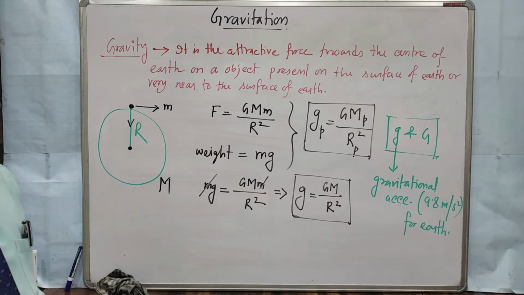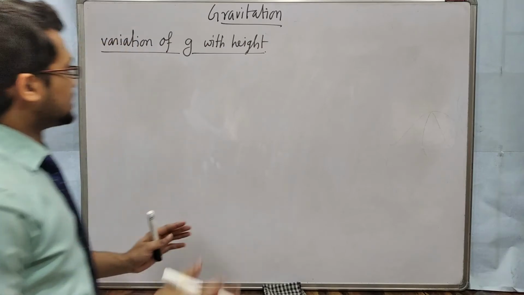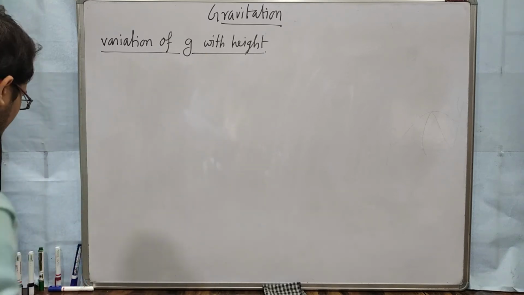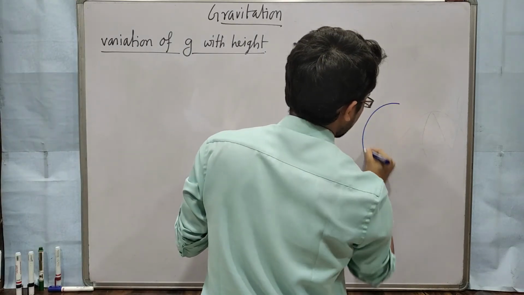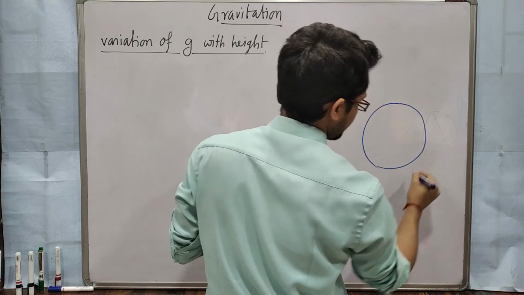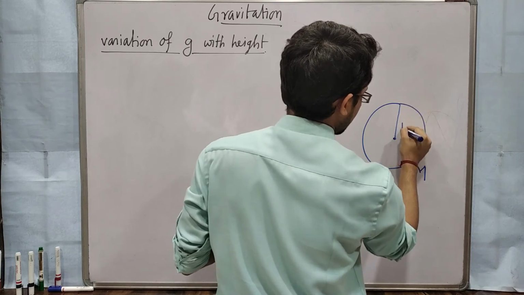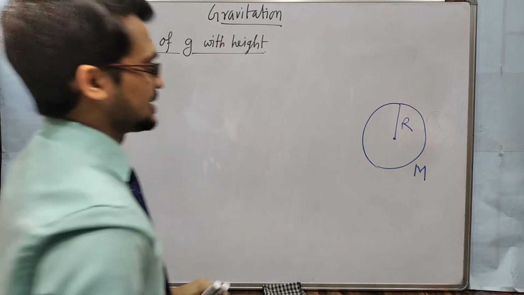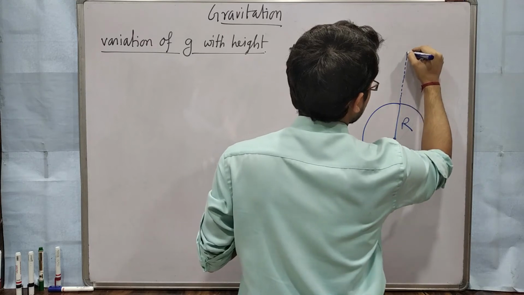So we will see now how it decreases, what will be the graph of variation of g. Okay students, now we will see the variation of g with height. So here first I am drawing a diagram. This is our earth of mass M. This is the center, this is the radius, capital R. Now we want to find g, the gravitational acceleration, at a height h from the surface of earth.